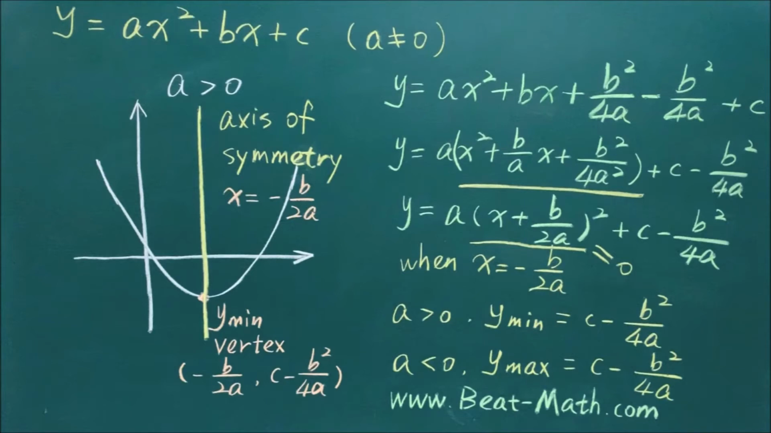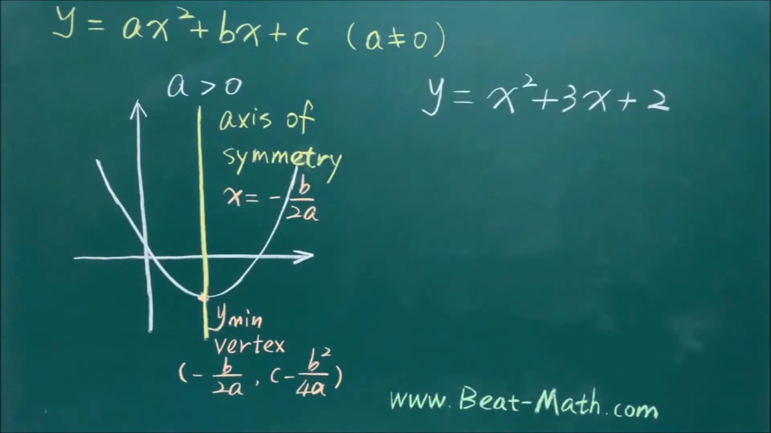to better understand the concept. y equals x squared plus 3x plus 2. What is the vertex and the axis of symmetry of this function? Here, a equals 1, so we know the parabola opens upward and has a minimum value. To get the value of the vertex, we just plug the values of a, b, and c in: negative b divided by 2a and c minus b squared divided by 4a.